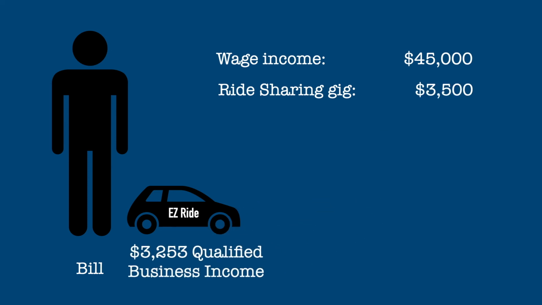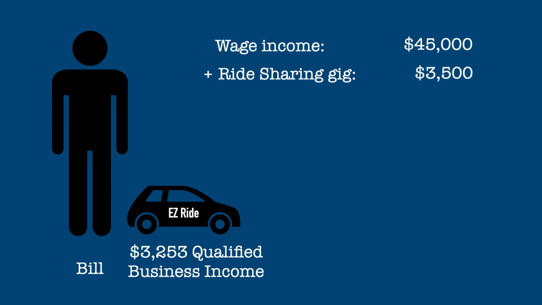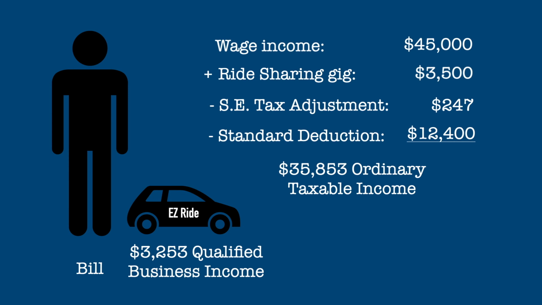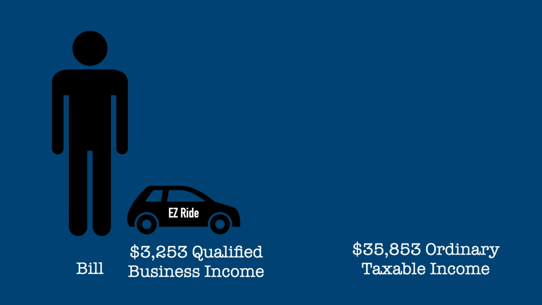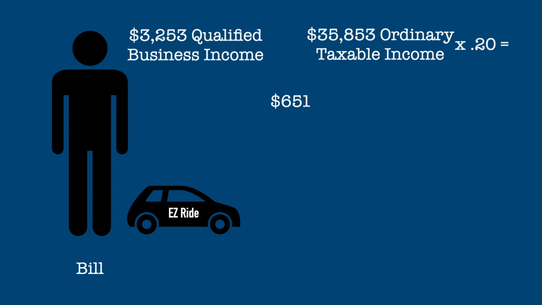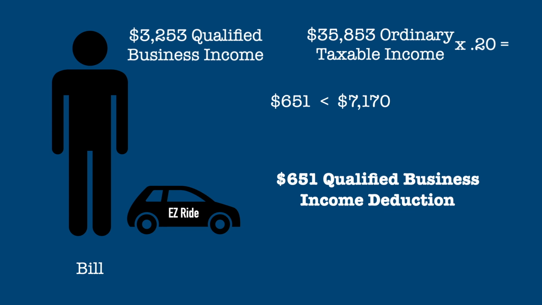His ordinary taxable income is his wage income of $45,000 plus his net rideshare income of $3,500 less his self-employment tax adjustment of $247 and his standard deduction of $12,400, resulting in $35,853. 20% of his qualified business income is $651, and 20% of his ordinary taxable income is $7,170. Since $651 is less than $7,170, $651 is his qualified business income deduction.